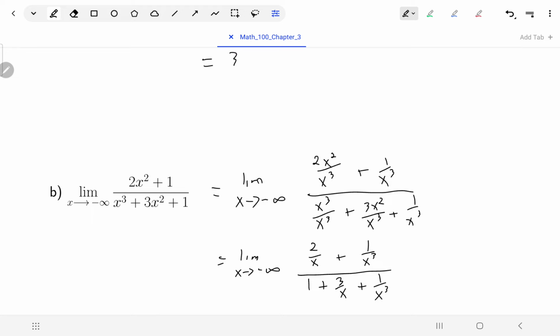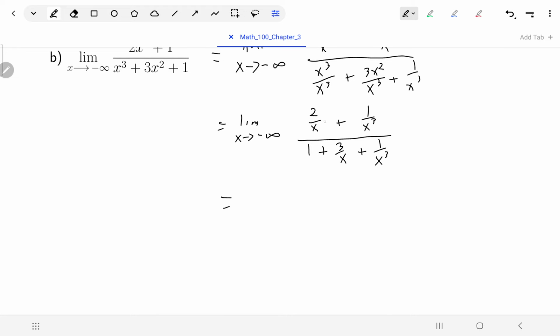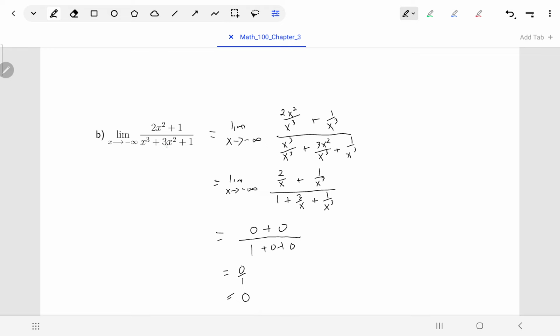So if you're looking at the limit for the numerator, I have 2 over x, that'll go to 0, 1 over x cubed, that'll go to 0. And in the denominator, the 1 over x cubed and the 3 over x will also go to 0, and the 1 will just stay as a 1. So the numerator goes to 0, and the denominator goes to 1. Since the top has a limit, the bottom has a limit, and the bottom's limit isn't 0, it's 0 divided by 1, which is just 0. So that's telling you that if you were graphing this function, it would have a horizontal asymptote y equals 0 on the left side.